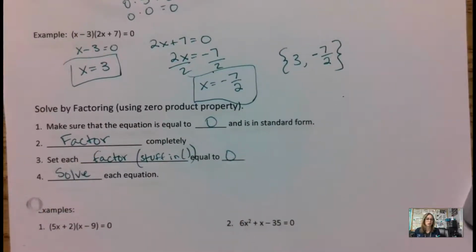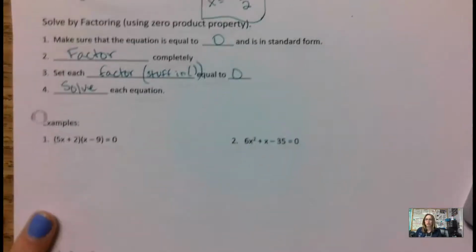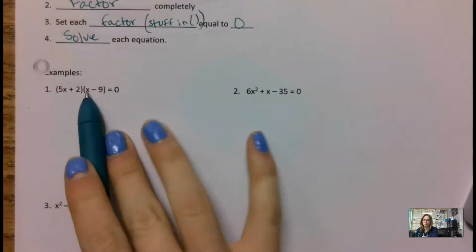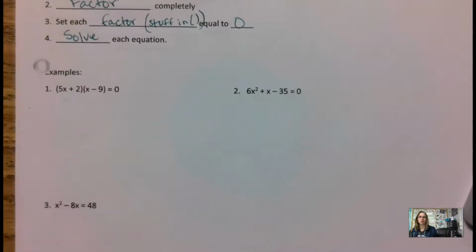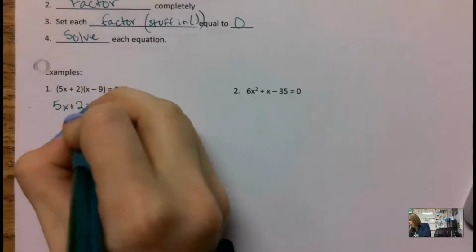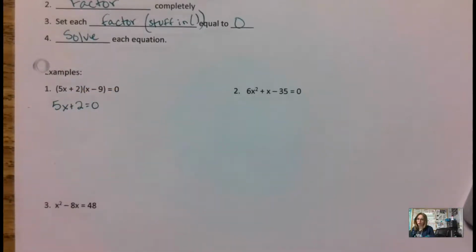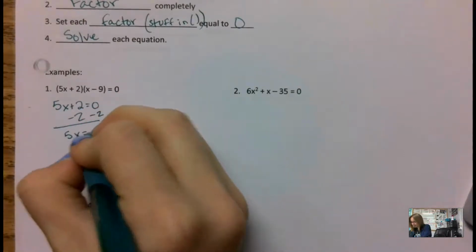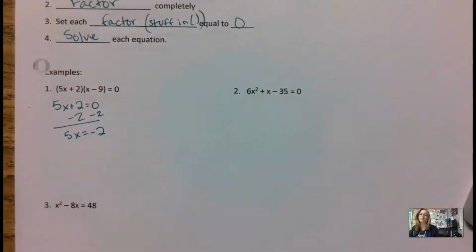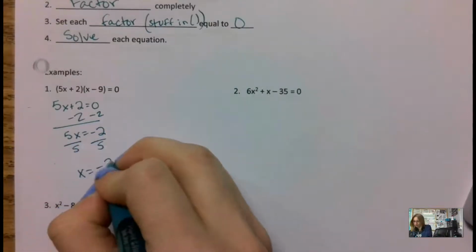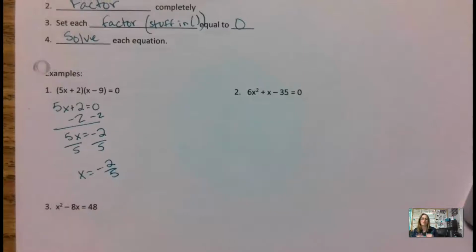Now we're going to go over a handful of different examples. Here it's already been factored, so now we are just going to set each of those equal to 0. So 5x plus 2 equals 0. I'm going to subtract 2 from both sides. Now we have 5x equals negative 2. Then divide by 5, and x equals negative 2 over 5.